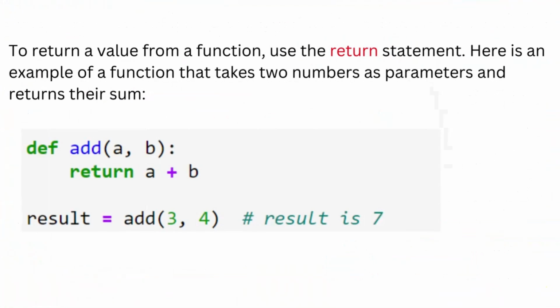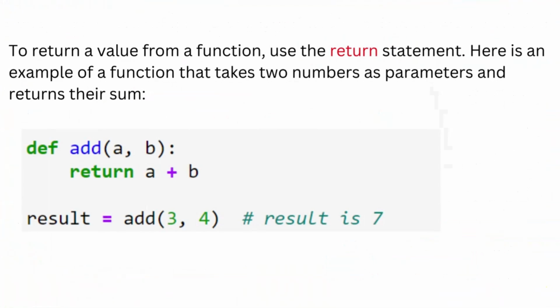To return a value from a function, use the return statement. Below is an example of a function that takes two numbers as parameters and returns their sum. We start with our usual def keyword followed by the function name. In this case, we call it add, which takes two parameters a and b, and for the output we use the return keyword followed by what you want that function to do, which is a plus b.